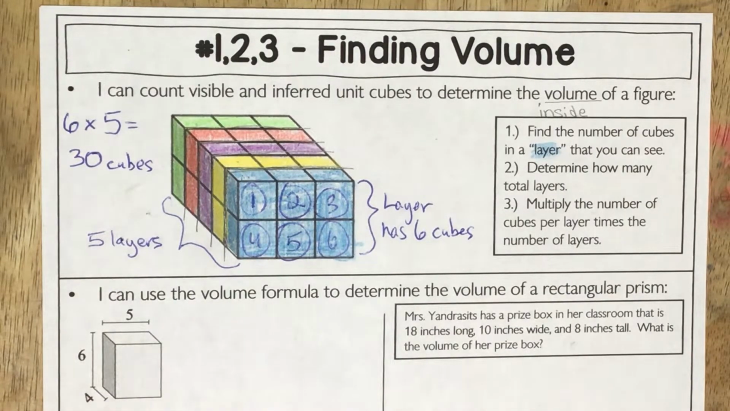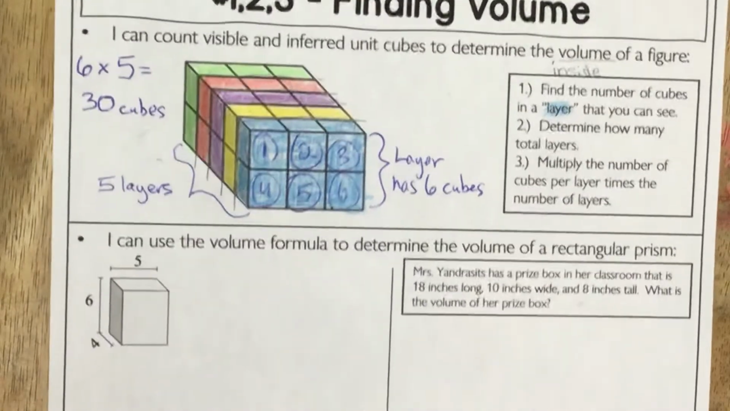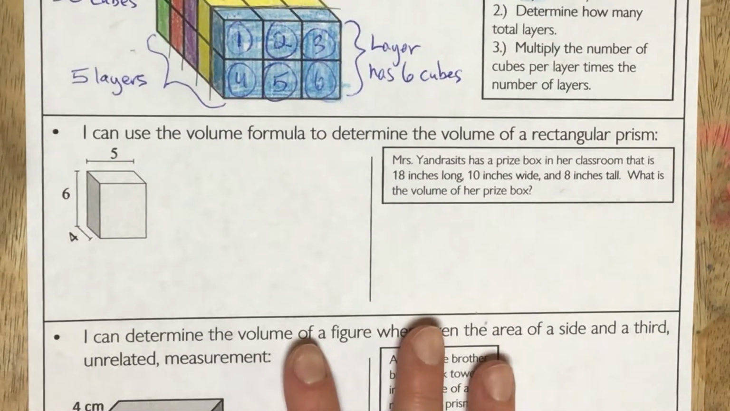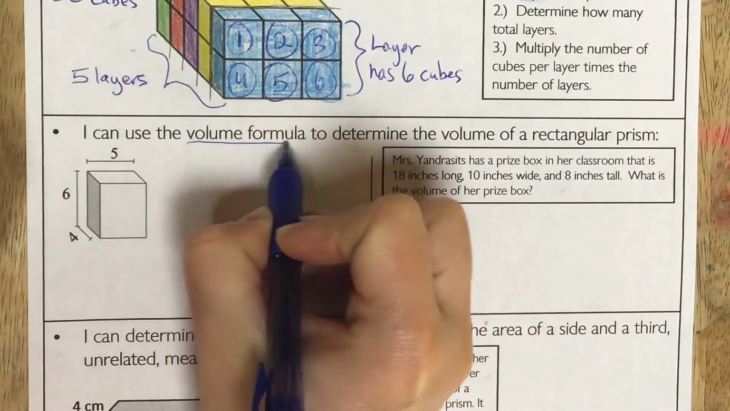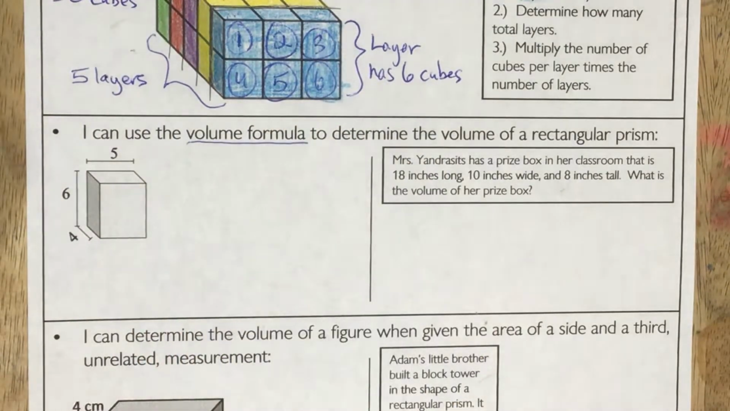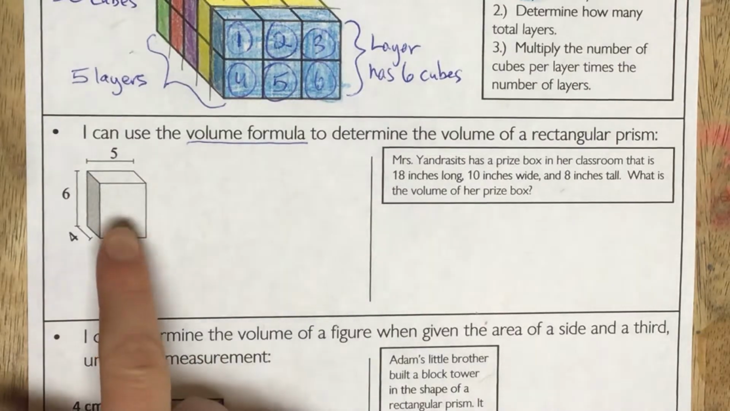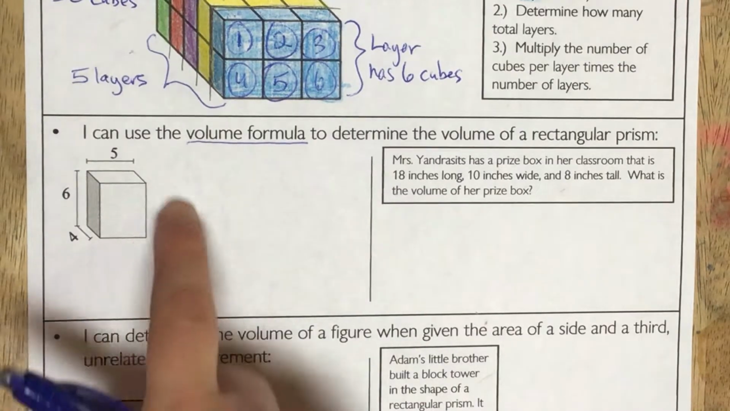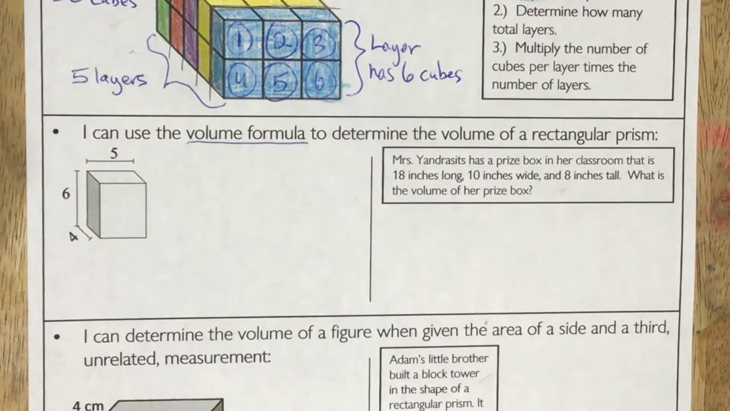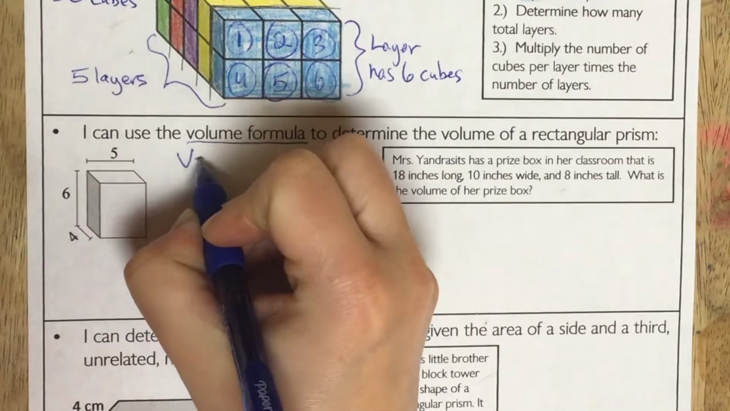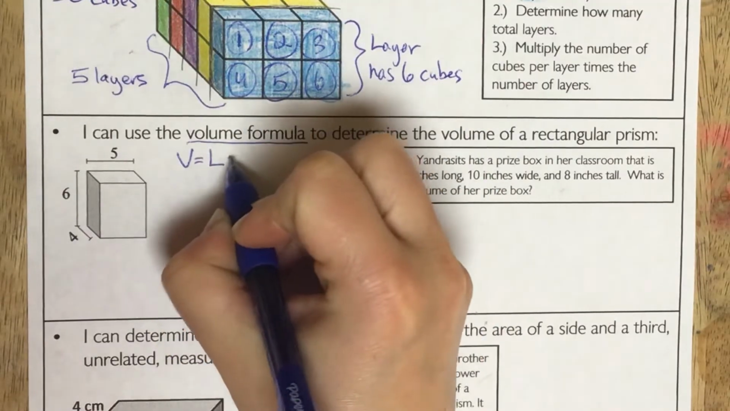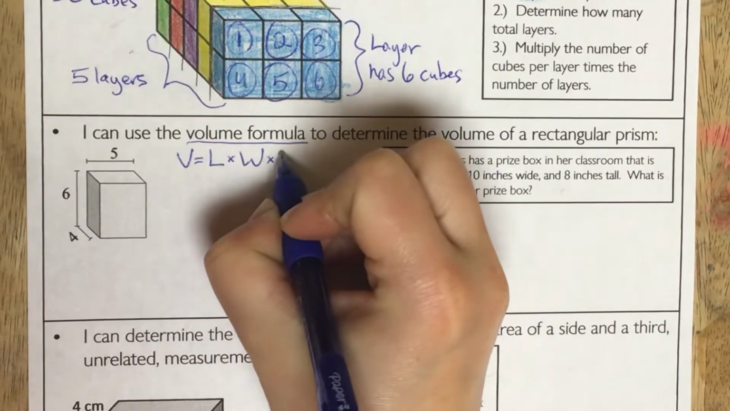All right, so now let's move on to the next skill. The next skill says, I can use the volume formula to determine the volume of a rectangular prism. Well, let's start with this volume formula. To figure out the volume of any rectangular prism, remember a rectangular prism is a shape where all the faces are rectangles. To determine the volume, I can simply say volume equals length times width times height.